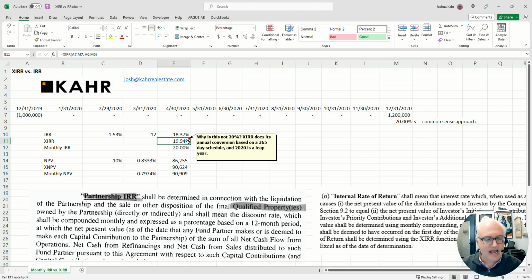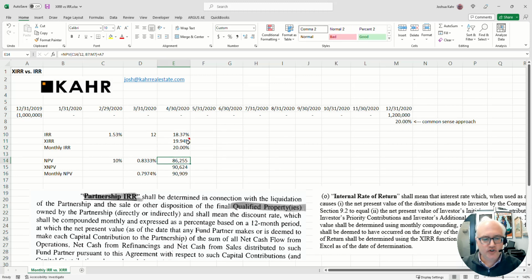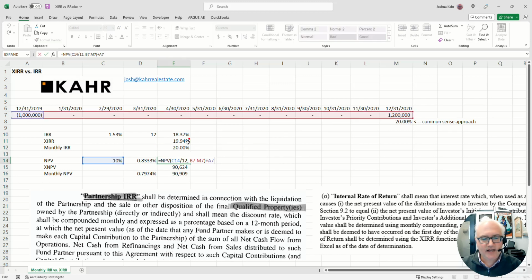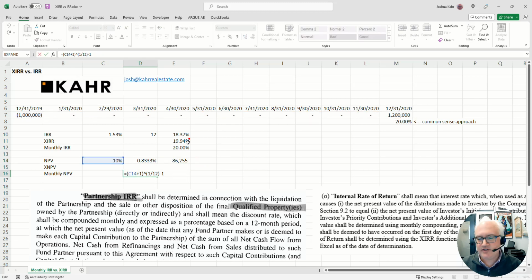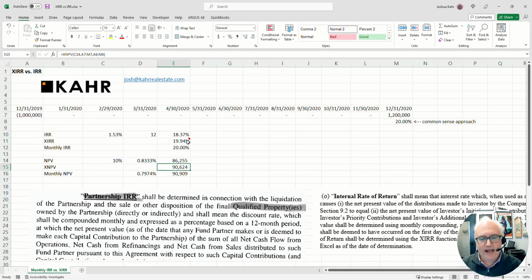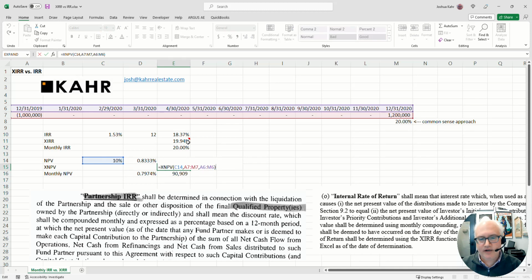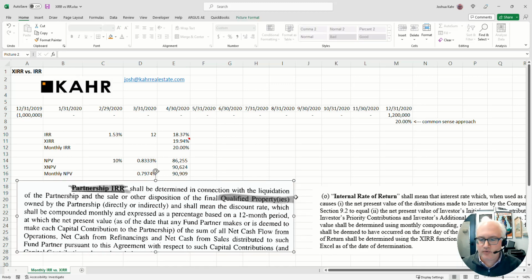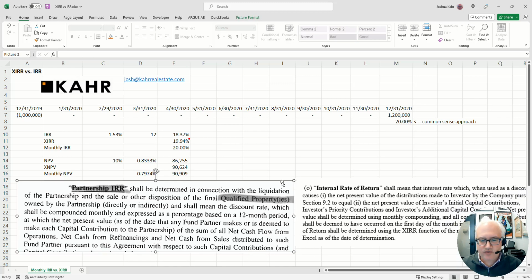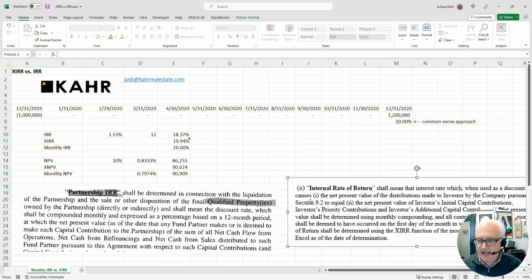By the way, this is exactly the same problem if you do NPVs. You can't just do an NPV. You have to either do 10% to the 1/12 power or an XNPV in order to get an answer. Now, getting back to the question originally, which should I use? Not to answer a question with a question, but I think it depends.